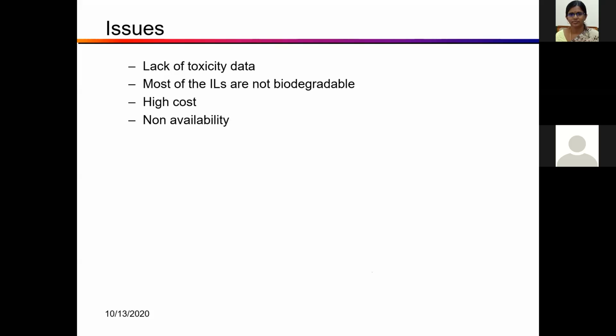Second one, the cost of synthesis. The cost of synthesis is huge. Even if you go to the market and buy from suppliers, the cost of the ionic liquid is very high. If you take 5 gram or 10 gram of ionic liquid, it will cost around 20,000 or 40,000. So that is the main issue in the availability of the ionic liquid.